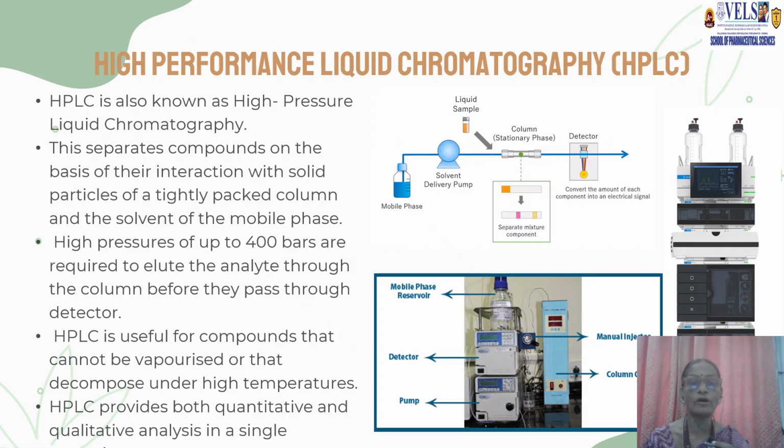Coming to high performance liquid chromatography, as the name itself says, a pressurized solvent is used. It separates the compounds on the basis of the interaction with the solid particles of a tightly packed column and the solvent of the mobile phase used. Here high pressure is used, about 400 bars. HPLC is useful for compounds which are non-volatile in nature, which cannot be vaporized. So in that condition, this technique is most commonly used.